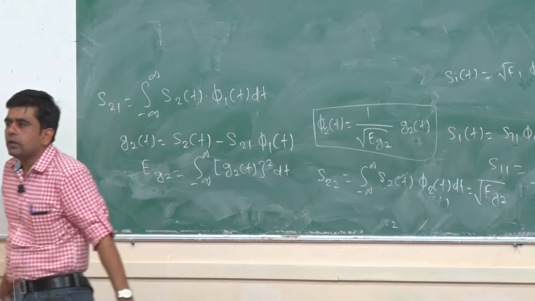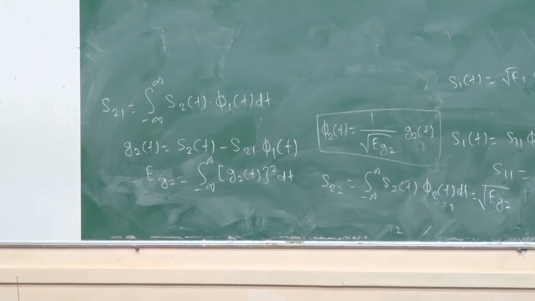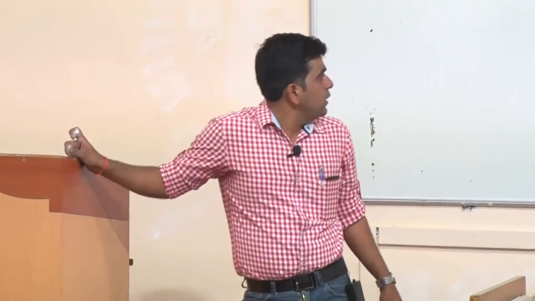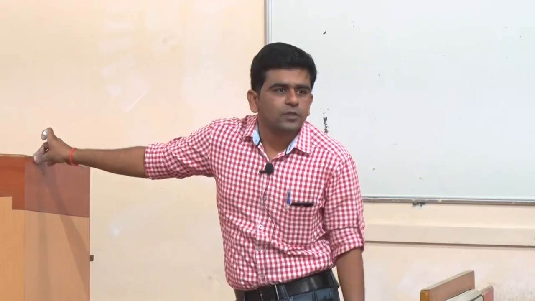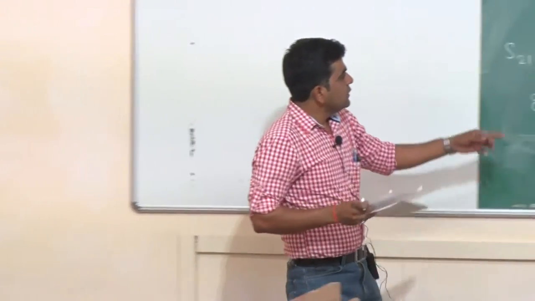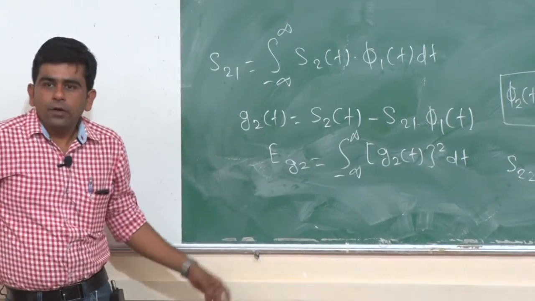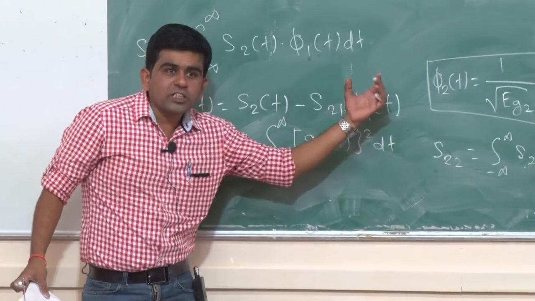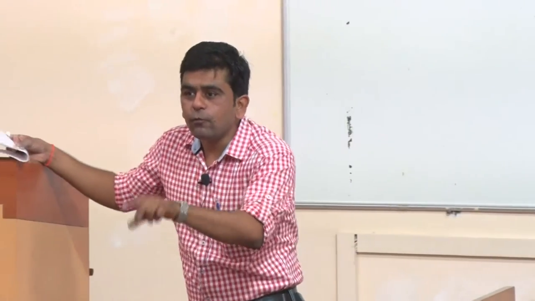Similarly, we have to find out the intermediate function for the third basis function phi 3 of t. Here we have to find out the projection of this third signal on the first basis function, S31. Similarly, we have to find out the projection of this third signal on the second basis function, that is S32. And by using this, we have to find out the intermediate function. Here g2 of t is nothing but the second signal S2 minus S21 into phi 1 of t. When we have to find out the third intermediate function, g3 of t is equal to the third signal minus the projection of the third signal on the first basis function, S31 into phi 1 of t, minus S32 into phi 2 of t.